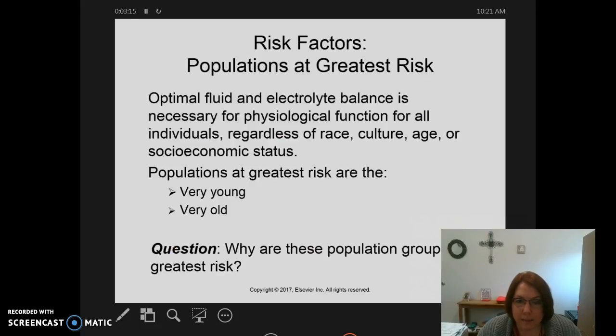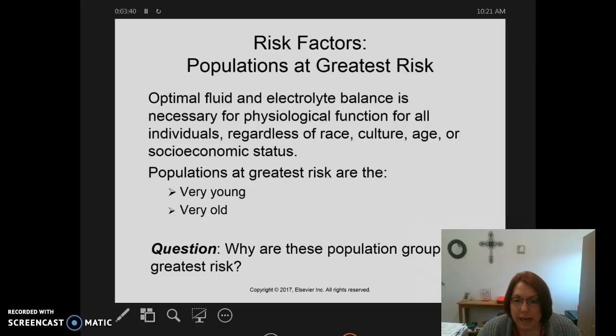So let's talk for a minute about the risk factors associated with fluid and electrolyte imbalances. There are certain populations that are at greater risk. Infants are at great risk for fluid and electrolyte imbalances because they have a high metabolic rate. They are breathing faster and their pulse rates are faster, so this increases fluid loss and results in a rapid turnover in fluids.